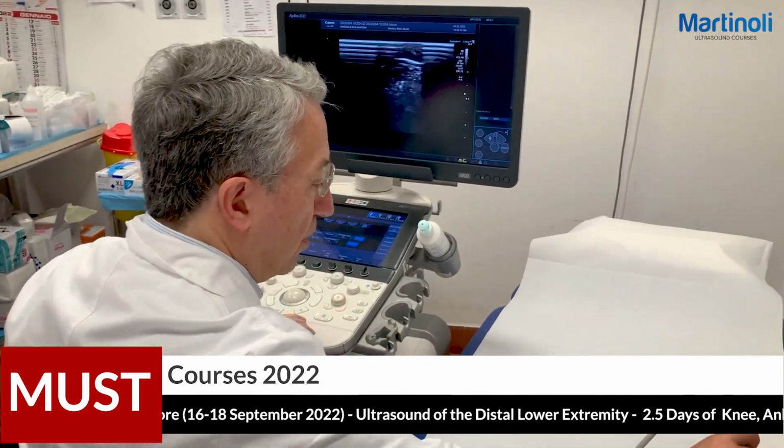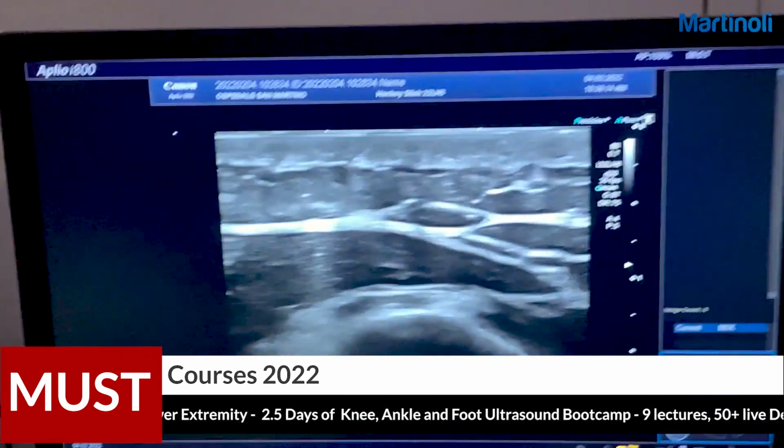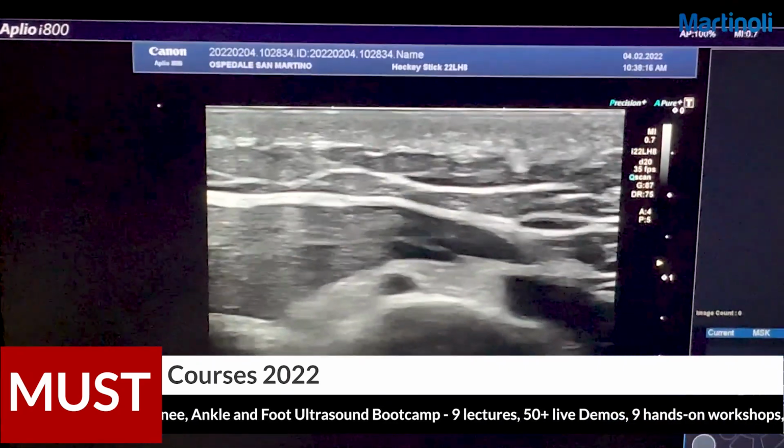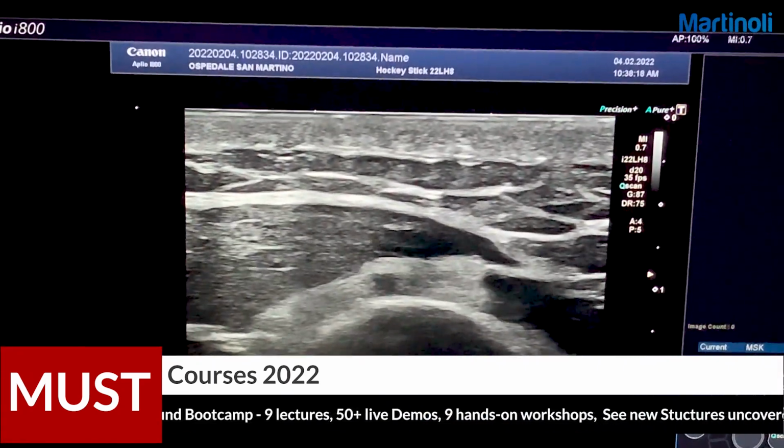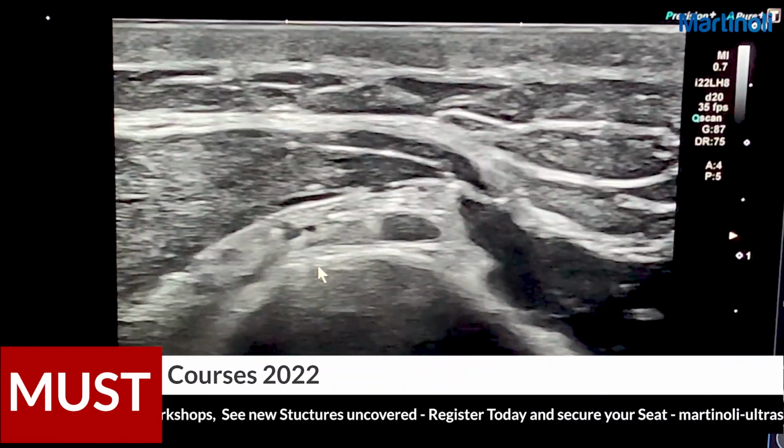I placed the probe at the level of the spiral groove to identify the first landmark. This is the radial nerve. You see the radial nerve is here. This is the humeral shaft.